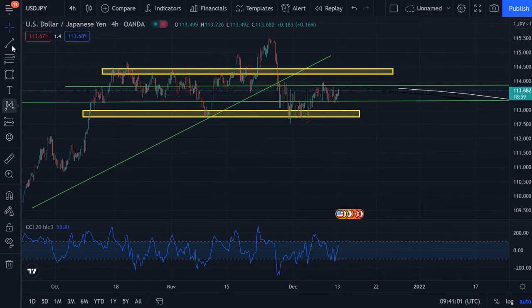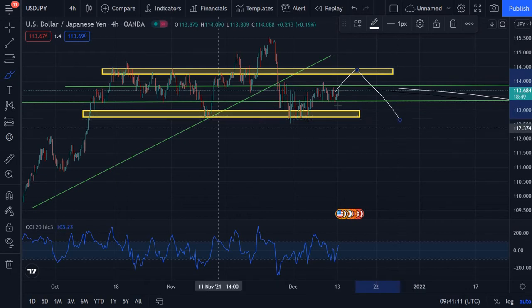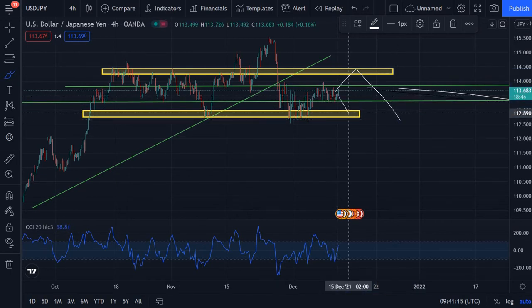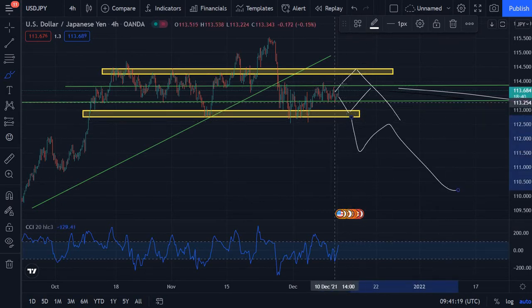So either we will go to this zone, and here is where I would look for a short, or if we go lower, I would look for a buy, or maybe we can break and then continue this. But at the moment it looks like we are going up somewhat.